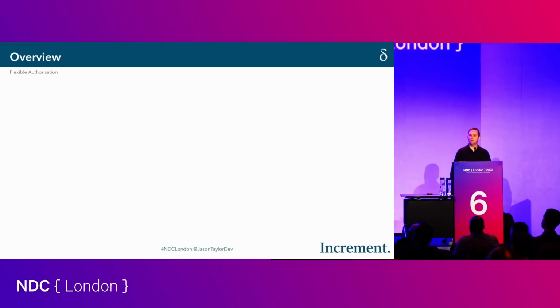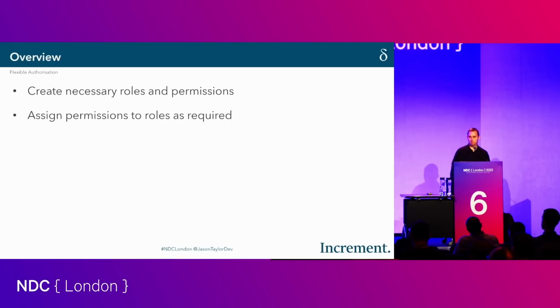All right, so I want to give you now an overview of how this flexible authorization system works before we dive into the code and see the actual engine. We use this system to create the necessary roles and permissions. The roles are created on the front end using a component or a page that we've created, and the permissions are created in the back end and then are available to be assigned on the front end. So we assign those permissions to roles as required, and this can be done by any authorized user who has the capability to assign permissions.